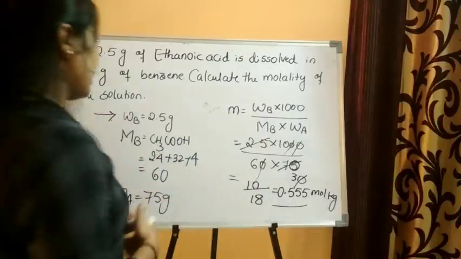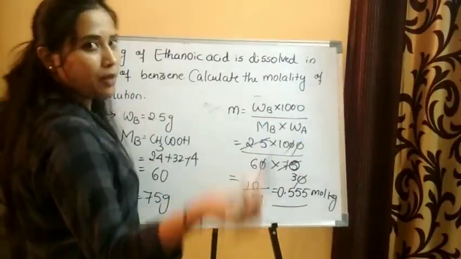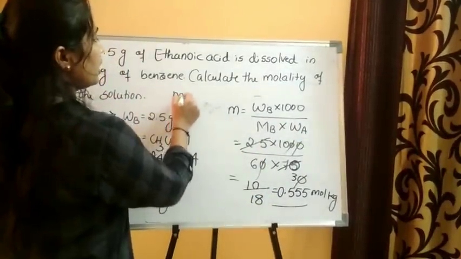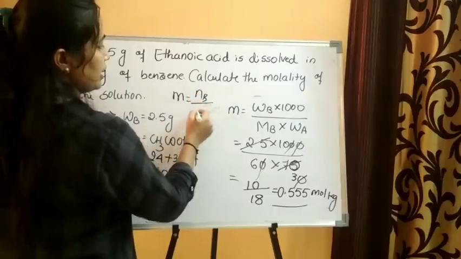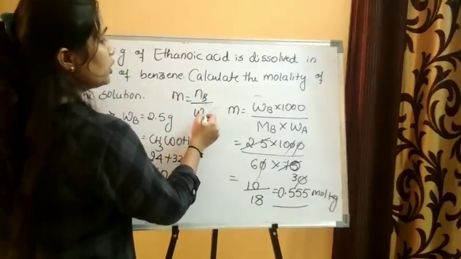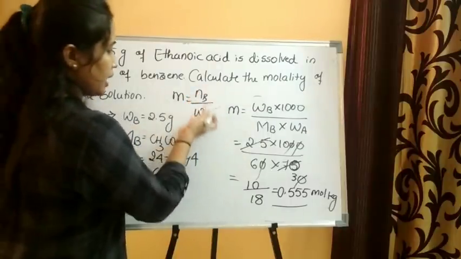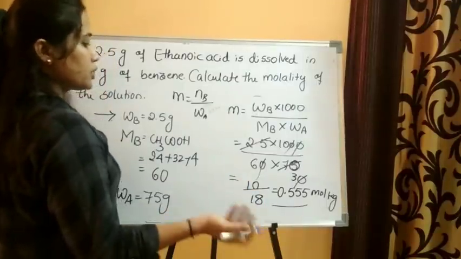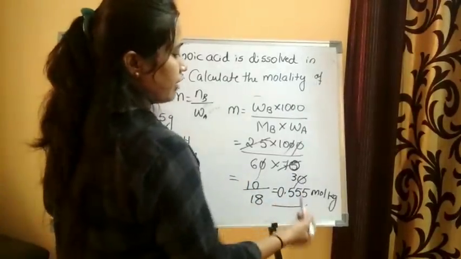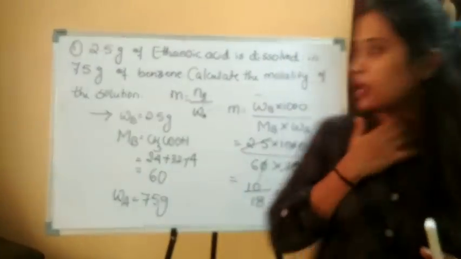There is another method. By using these two values, initially you can find out the number of moles, and we know the formula: molarity m is equal to NB divided by WA. So when you have found out the number of moles of the solid, you can directly substitute and find out. Both are one and the same. You can do it however you want. So the answer here is 0.555 mole. Okay, molar solution. So this is how you need to do.